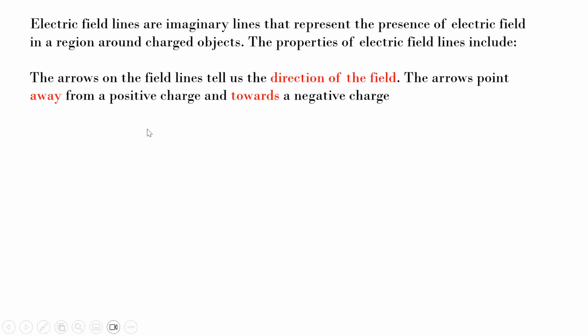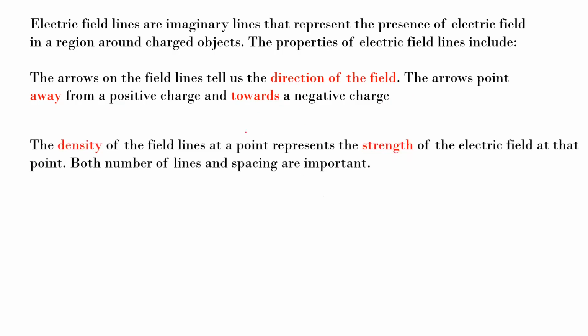Now, electric field lines. Let's look at the properties of electric field lines. The electric field lines are imaginary lines that represent the presence of an electric field in a region around charged particles. The properties include: the arrow points away from a positive charge and towards a negative charge. The density of the field lines at a point represents its strength. So the density is related to the strength of the electric field.